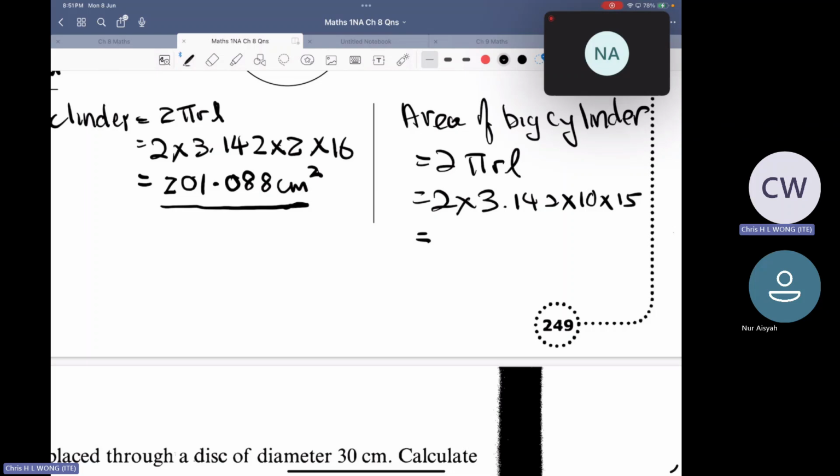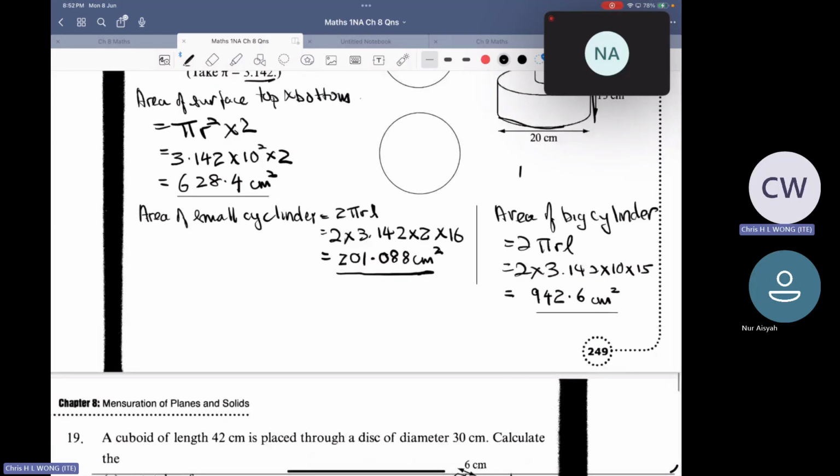What's the answer? 942.6. Be exact. 942.6 cm square, the surface area, right? Is it correct? I underline. Okay, you found everything already. You need to find three only, right? The total surface area.